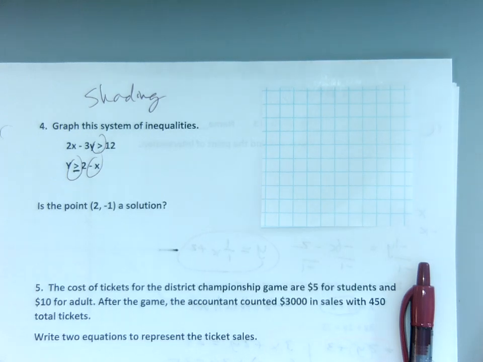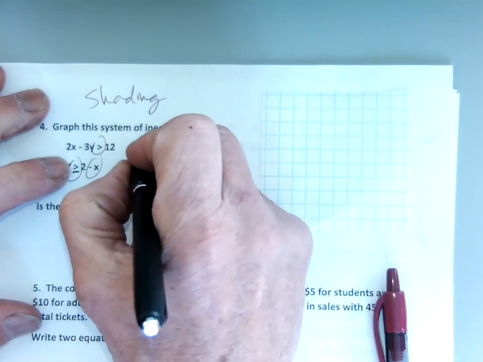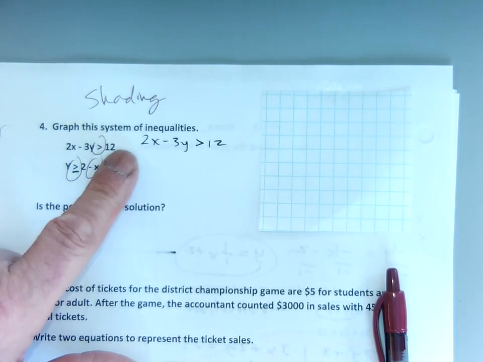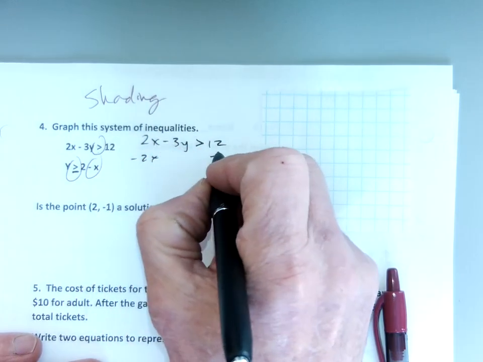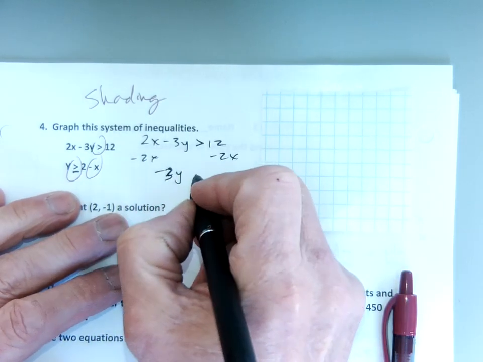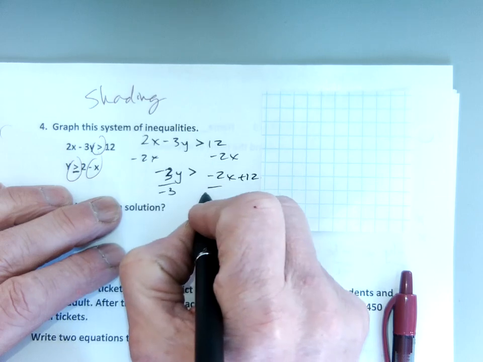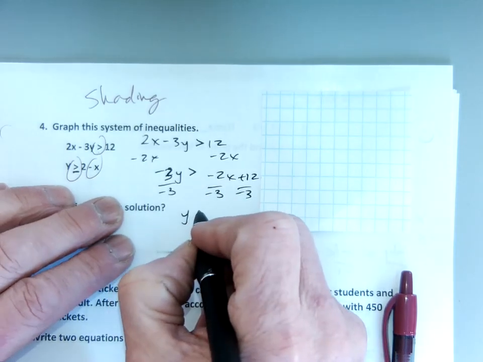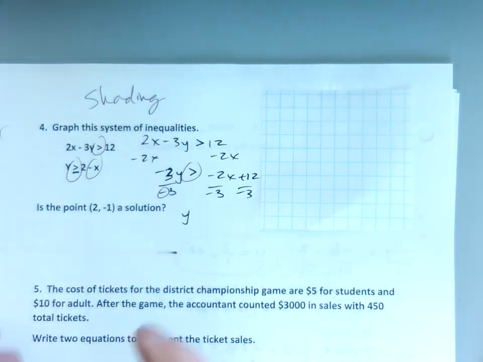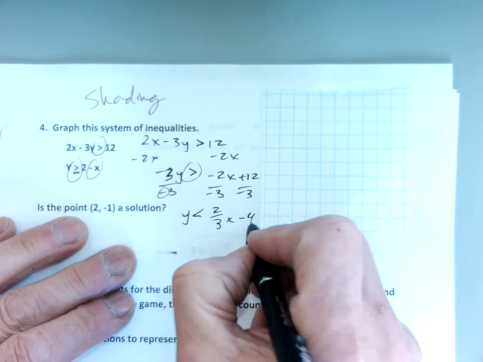First of all, the first equation is not ready to be graphed. I've got to look at 2x minus 3y is greater than 12. So I need to solve for y, because I need it in slope-intercept form. Minus 2x, minus 3y greater than negative 2x plus 12, divided by negative 3. Oh, wait a minute, I just divided by a negative, so I turn the sign and make it y less than positive 2/3 x minus 4.